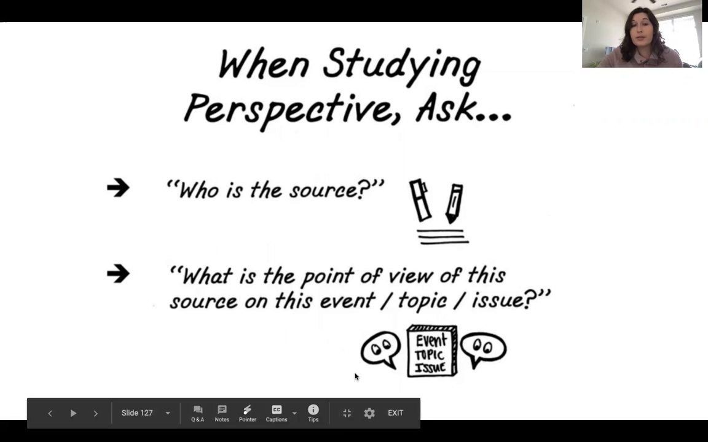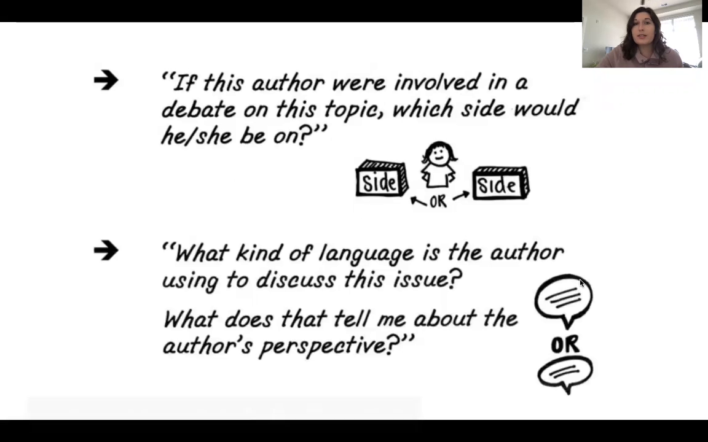What is the point of view of the source on this event, topic, or issue? So what is their opinion? If this author were involved in a debate on this topic, which side would he or she be on? And what kind of language is the author using to discuss this issue? What does that tell about the author's perspective?